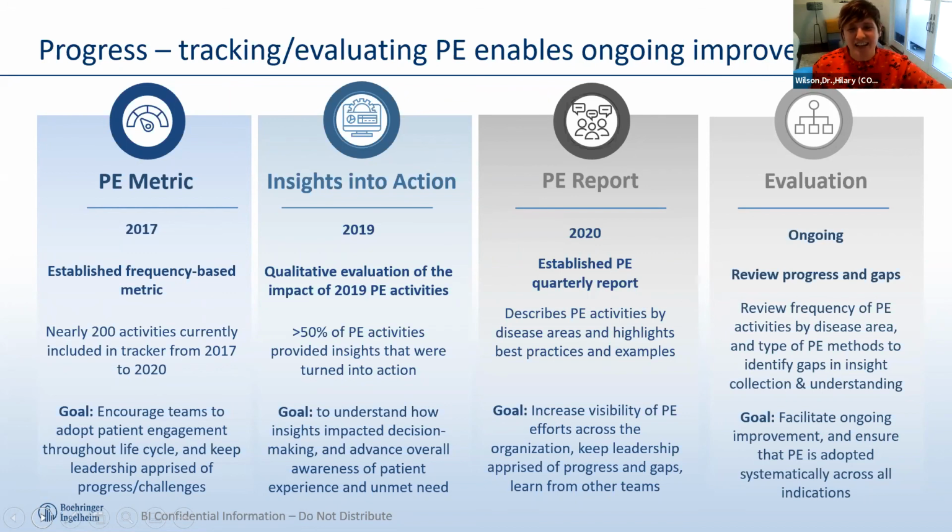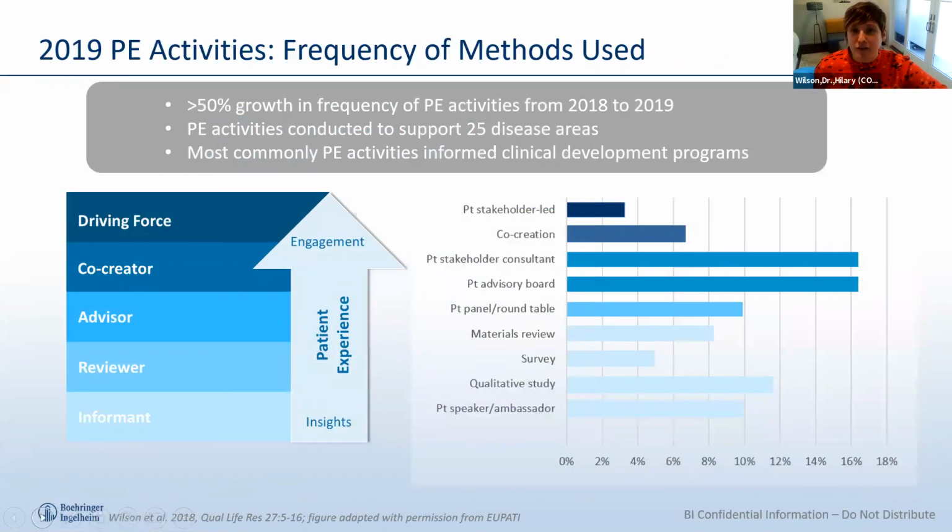On the next slide, this just shows you the kind of information that we include in our patient engagement tracker. This is from the 2019 annual report. So we had an over 50% growth in the frequency of patient engagement activities from 2018 to 2019, and these supported 25 different disease areas. Most commonly, the activities were supporting clinical development programs. So for 2020, we do have some initiatives that are focused specifically on patient engagement in research and post-approval, because we recognize that that was certainly an area that we had room for improvement.